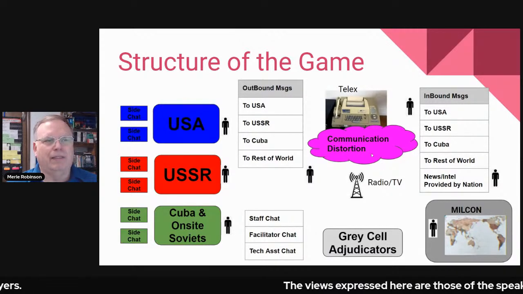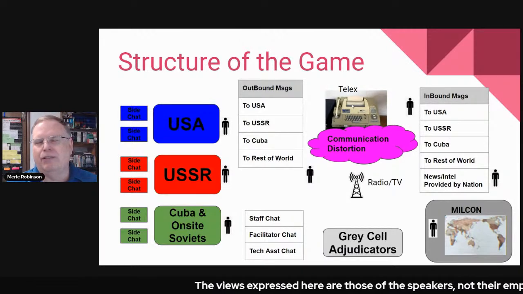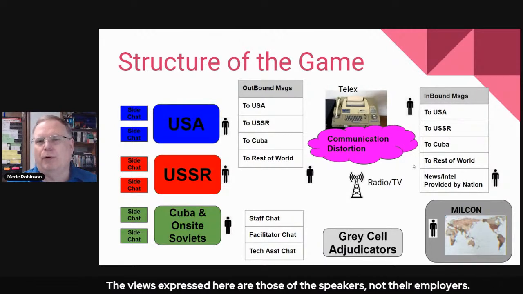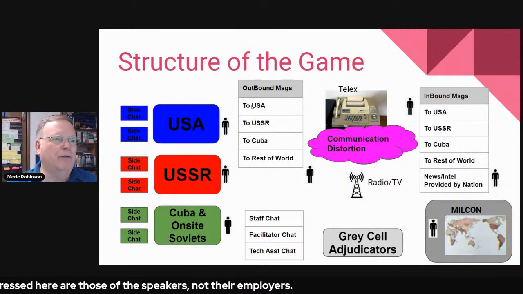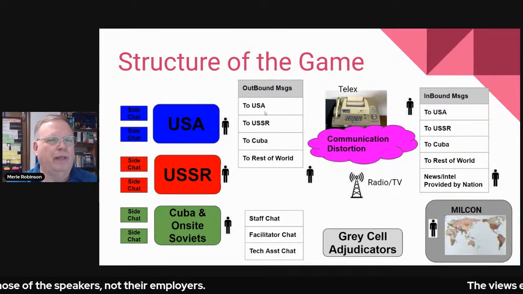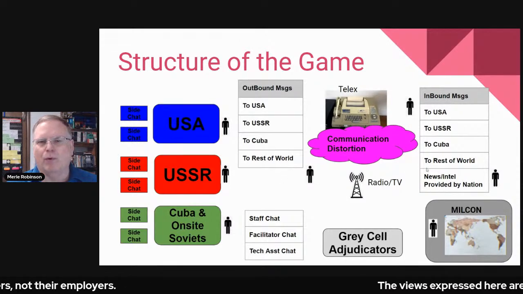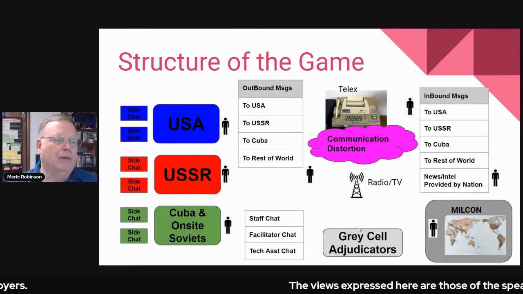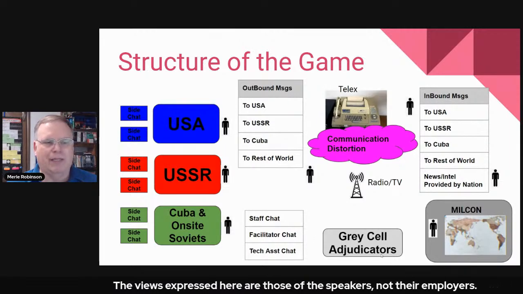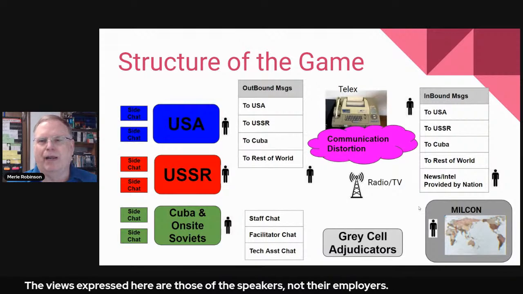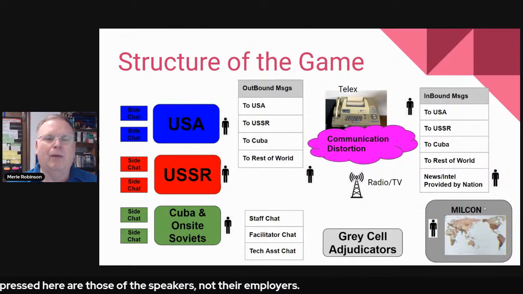So what we basically did in the process is we used the text channels in Discord to control that in and out flow, and we provided avenues for them to send to each of the major players plus the rest of the world in the news channels. We also provided staff channel chats for us to manage things, and we had a gray cell that did adjudication on any actions the teams took, and we had a Milcon controller that handled the maps.